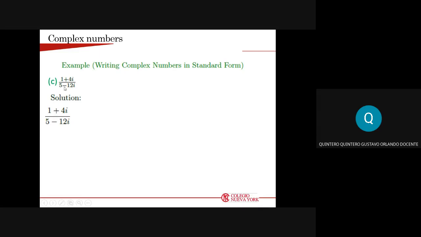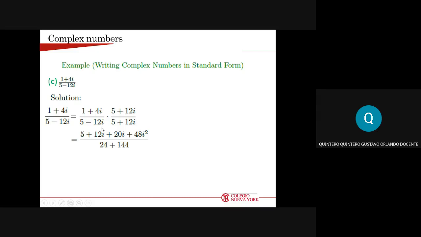Again, take the number and multiply up and down by the conjugate of the denominator. The denominator is 5 minus 12i, so the conjugate will be 5 plus 12i. So we multiply up and down by 5 plus 12i. From here, do the mathematics. We have mathematics on top and mathematics down. Look, I am even jumping in the denominator. I don't have to do FOIL anymore.